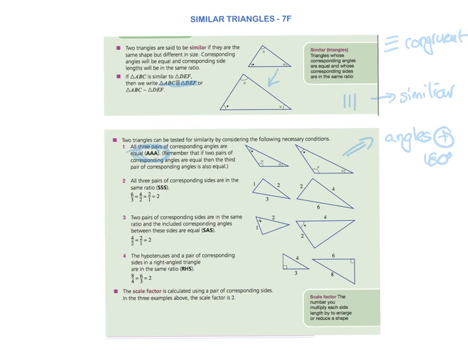Another way we can say is if the sides have all been blown up or reduced by the same amount. If you have a look, can you see that 1, I've times that by 2 and I get 2, don't I? Now if I times 2 by 2, what do I get? 4. Can you see how that's what that one is? And then if I times by 2, what do I get? 6. So because they've all been blown up by the same amount, you can say that they are similar.